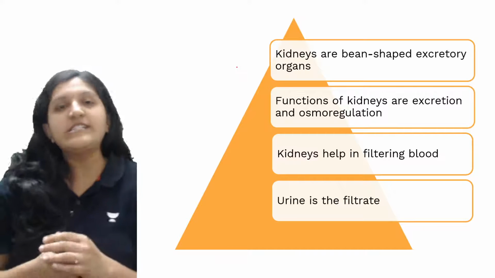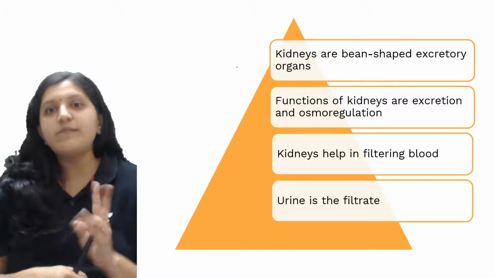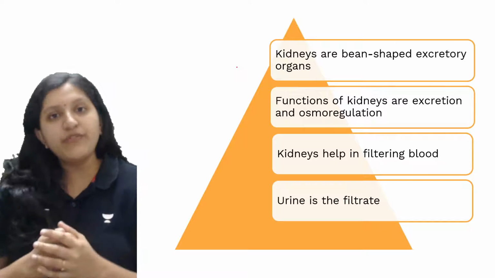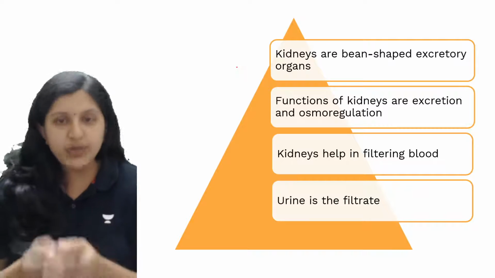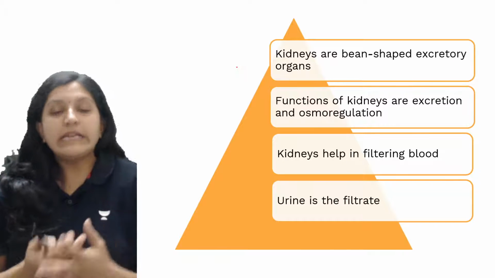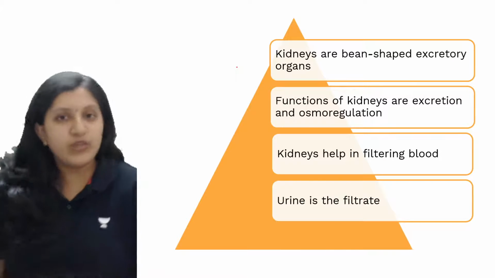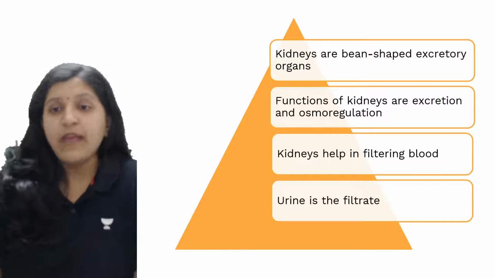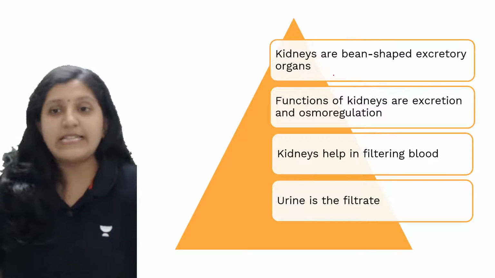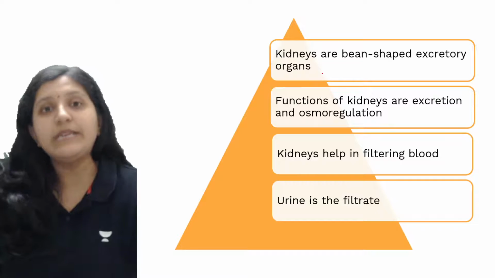So we are going to discuss the excretory system, specifically how urine formation occurs and the structure associated with the kidney, that is the unit of the kidney which works for the formation of urine. So we'll be discussing that. Let's have a look at the kidneys, and specifically what the kidney parts consist of.